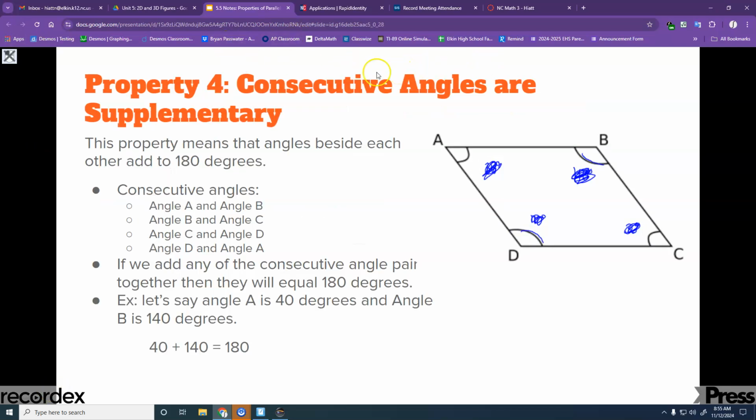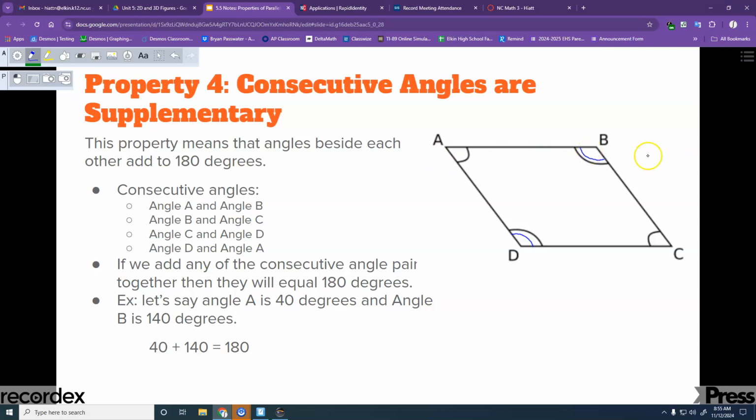Okay, consecutive angles are supplementary. We already talked about that. Again, they use the same picture here. I don't like this picture. We need to add another little line here because A and B are not equal to each other. So consecutive angles, again, are just ones that share the same side. So, for example, if you had A is 40 degrees, then B would have to be 140 degrees because they'd have to add up to 180.